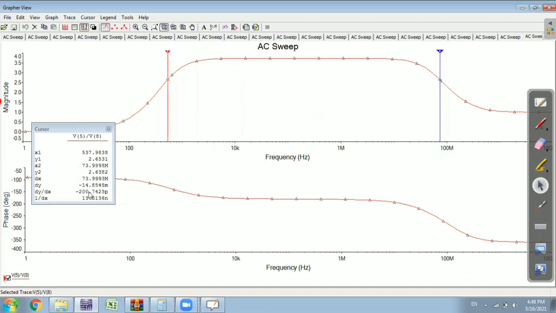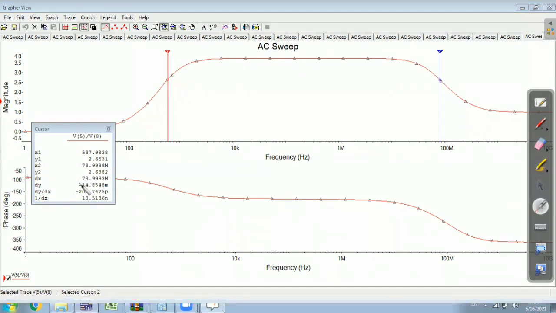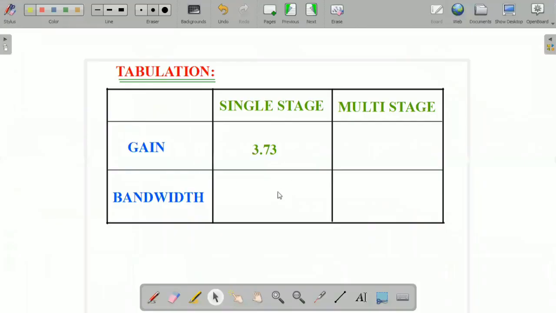Okay, 2.63. From this, we can see the bandwidth. Bandwidth is nothing but the value at dx. So the bandwidth is 73.99 megahertz. That is approximately equal to 74 megahertz. Okay. Now we will calculate for multi-stage amplifier.